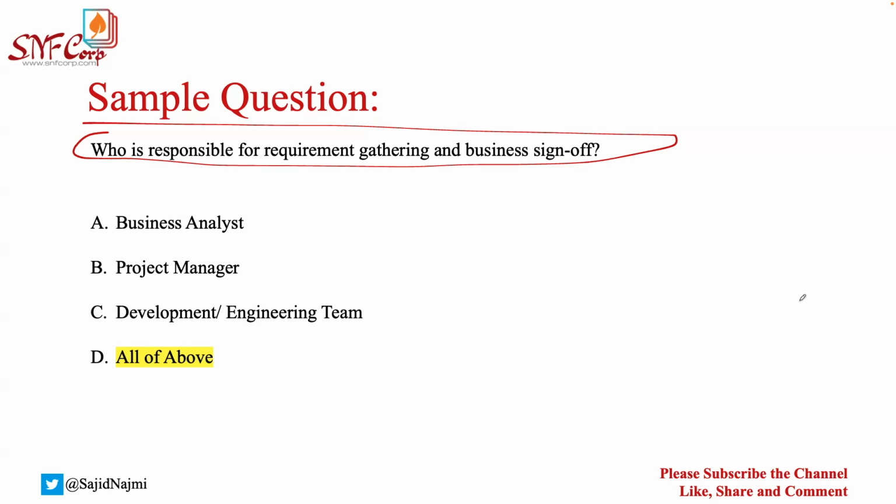So if someone is asking, is only BA who collects the requirement? No, everybody can. Even the PM can collect the requirement. Even somebody from the development team, a technical lead, can collect the requirement along with BA. Probably BA, PM, and technical people are all reaching business together in one meeting and collecting the requirements.